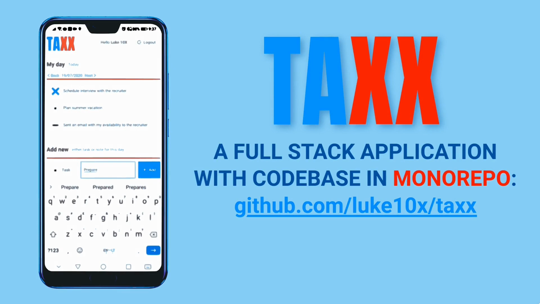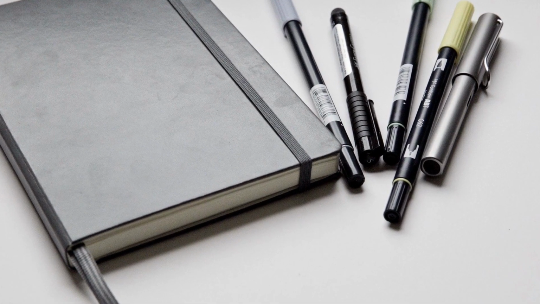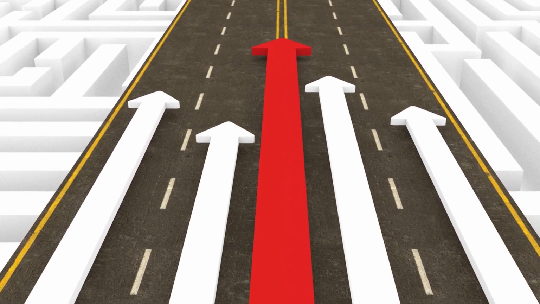Recently, I have started a new full stack project called Tasks. It is a to-do list application that helps me to stay on top of my tasks. Before, I was using the bullet journal analog system created by Ryder Carroll, and I think it helped me to become 10 times more productive.